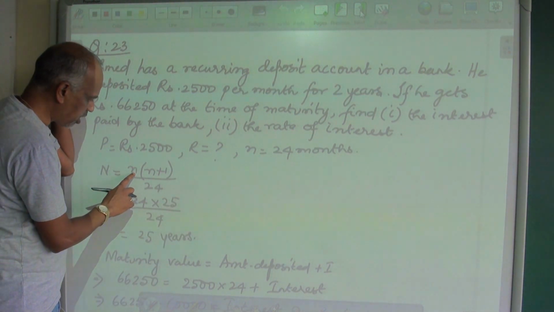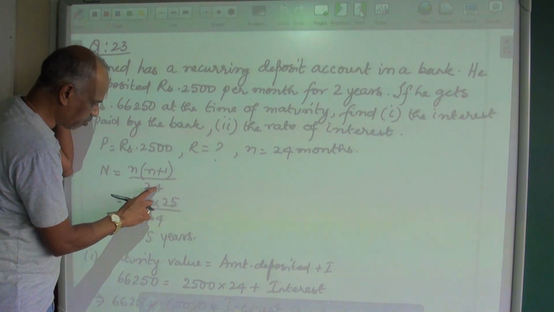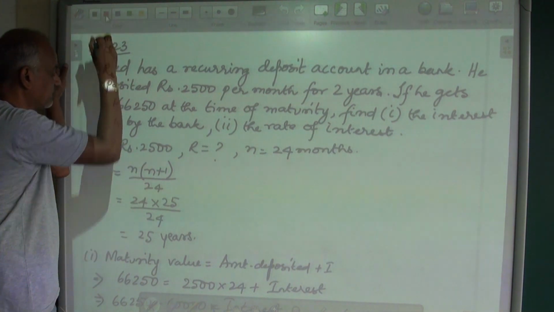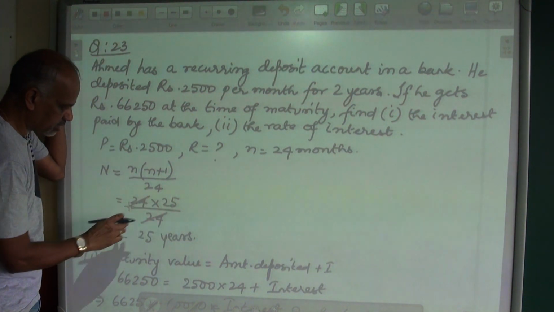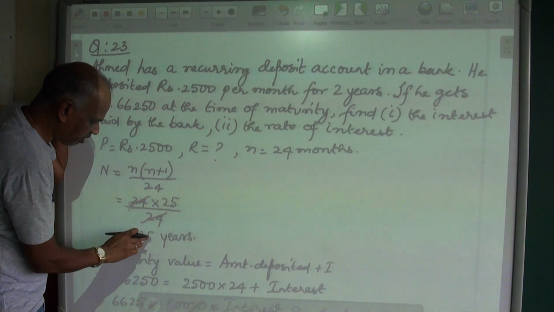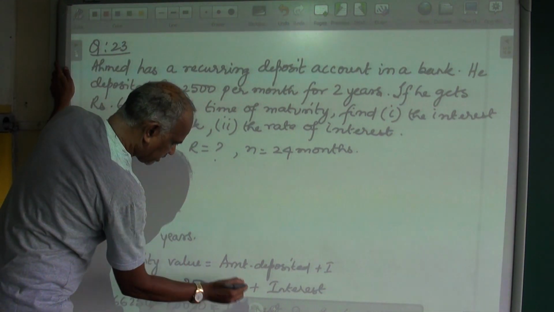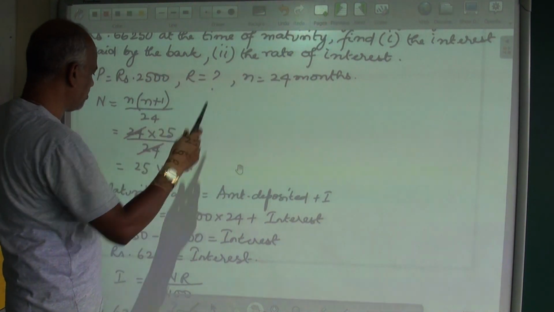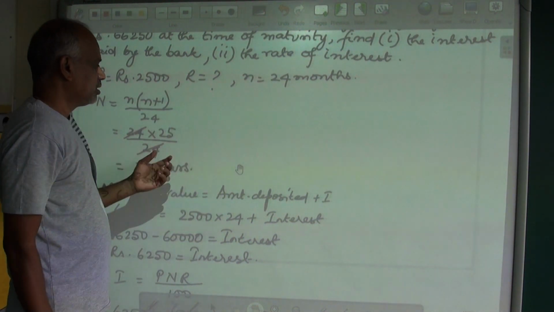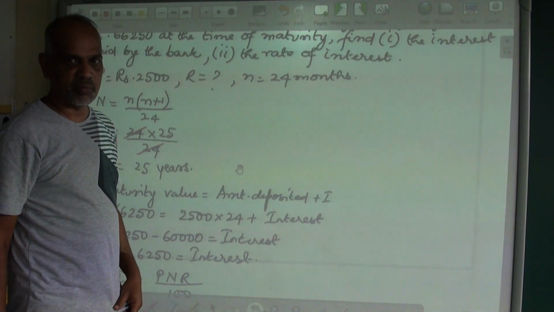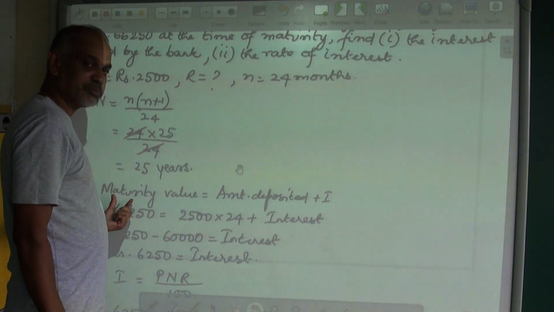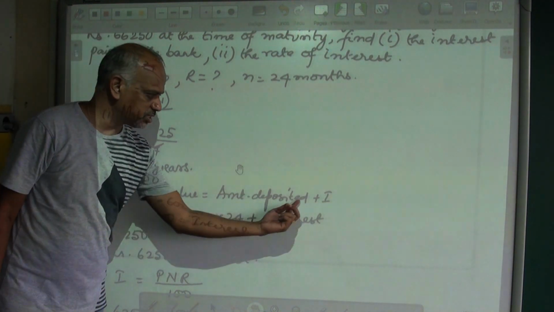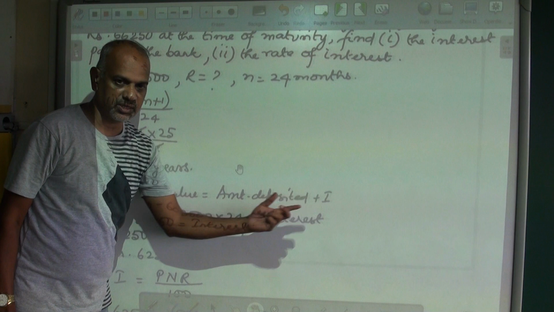Capital N is small n times n plus 1 divided by 24. N is 24 into 25 by 24. 24 gets cancelled. You are left only with 25. That's 25 years is the time. Next. Your first question was to find the interest paid by the bank. So, don't use I is equal to PNR by 100. Use the last part, for the first part of the question. Maturity value is amount deposited plus interest. So you can find the interest.